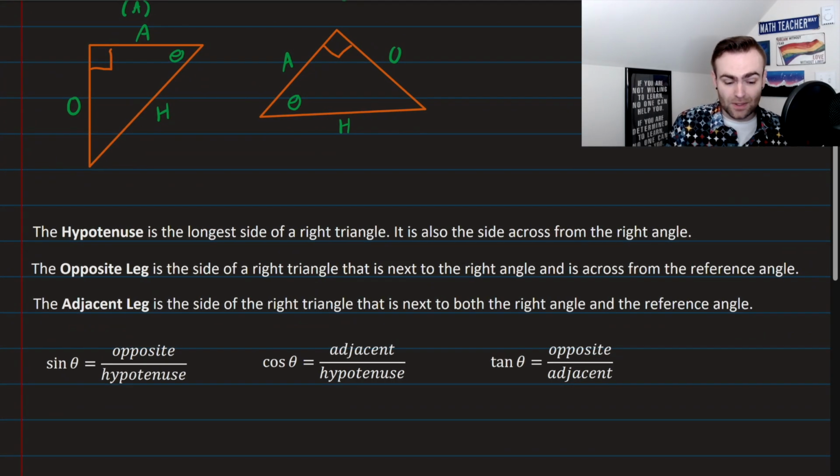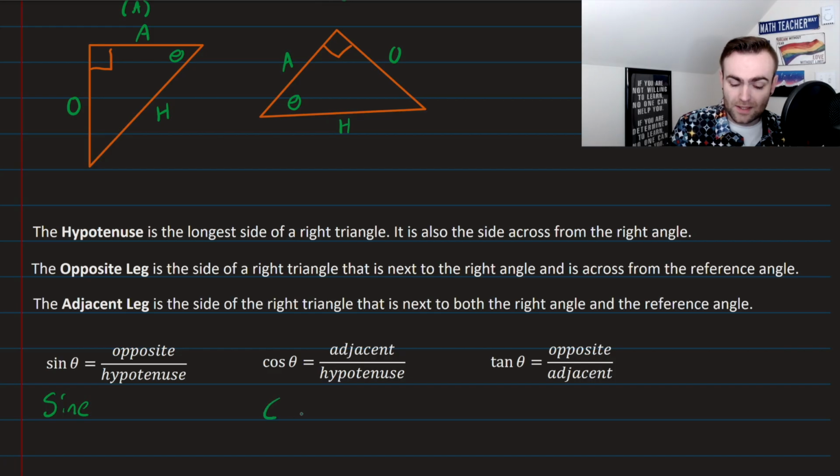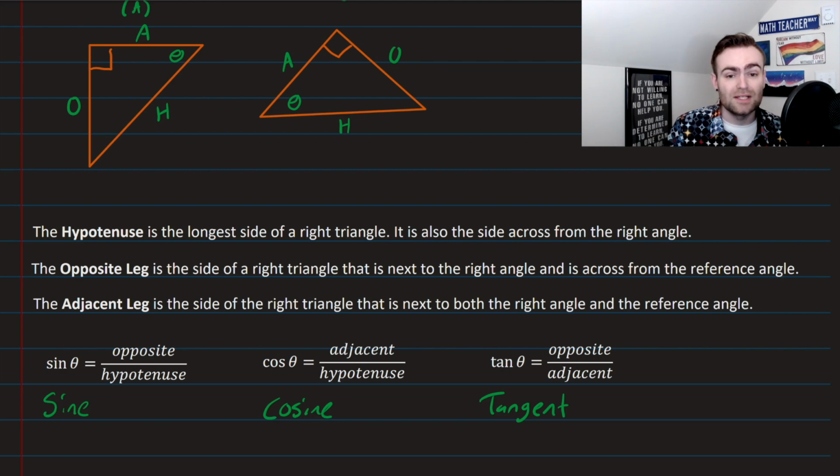The sine ratio, not sin, we don't sin in math class. The sine ratio, spelled S-I-N-E, is the ratio of the opposite leg to the hypotenuse. The cos here, or as we say, cosine, is the ratio of the adjacent leg to the hypotenuse, and the tan that's written here is tangent, which is the ratio of the opposite leg to the adjacent leg.